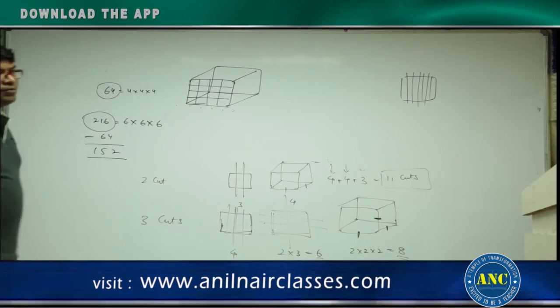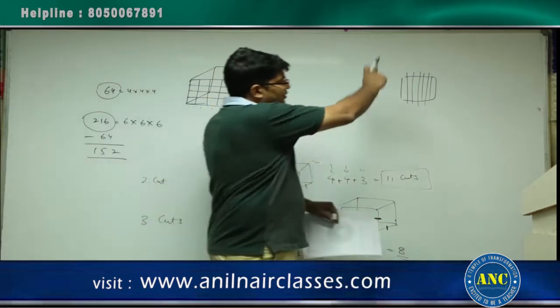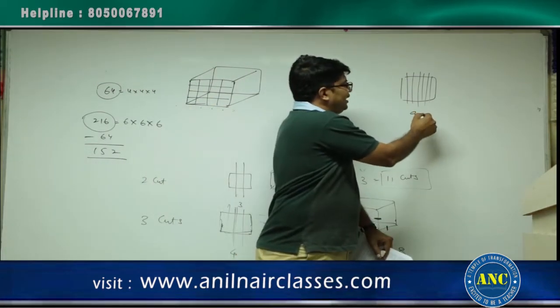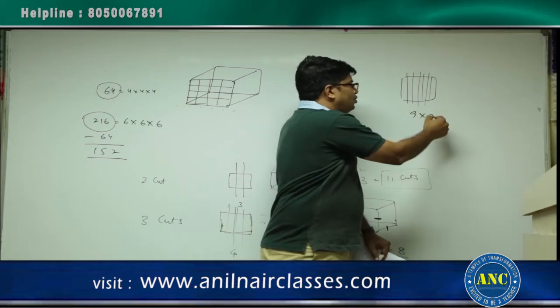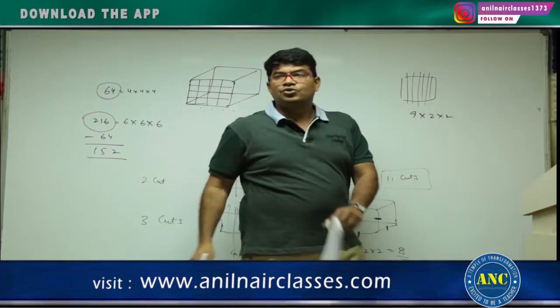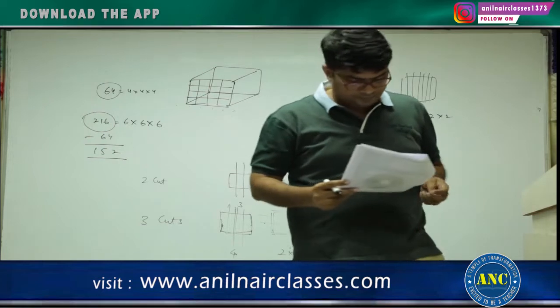So what will be the number now? Basically because of this 8 cuts, this is 9, and the other ones will be 2 into 2. 9 into 4, 36. So it should be 36.